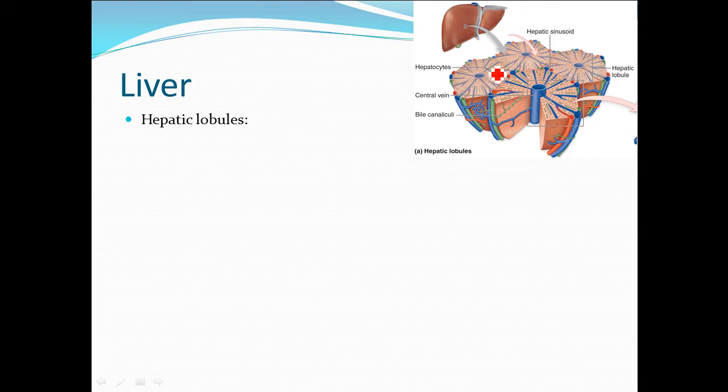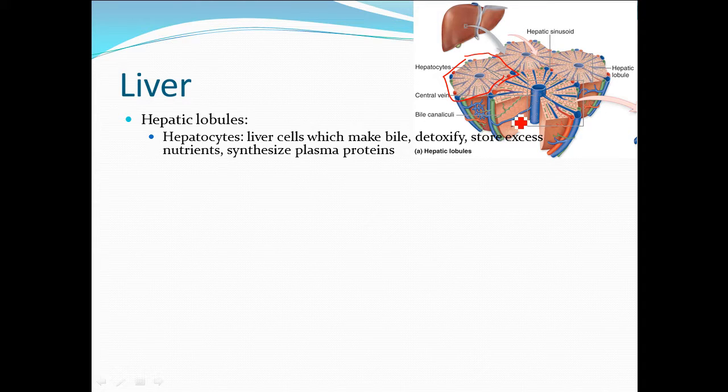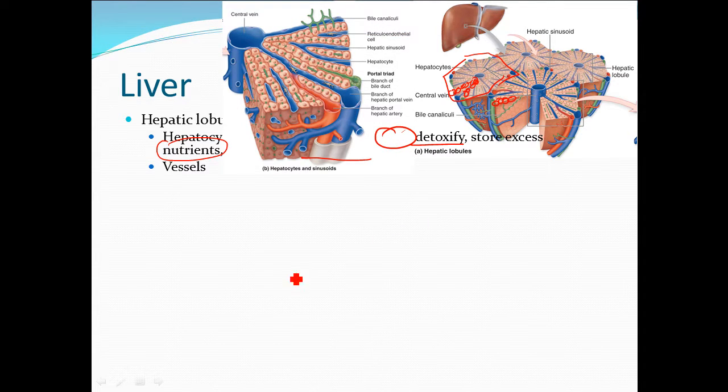The liver has these hepatic lobules, and some of these you should know. Not all of these, but we have hepatocytes, which make up most of the hepatic lobule, and these are the liver cells. These liver cells make bile, they help detoxify the blood, and any kind of nutrients that we have too much of, it stores up. And it also makes those plasma proteins that we just talked about. So all those functions that we talked about regarding the liver.